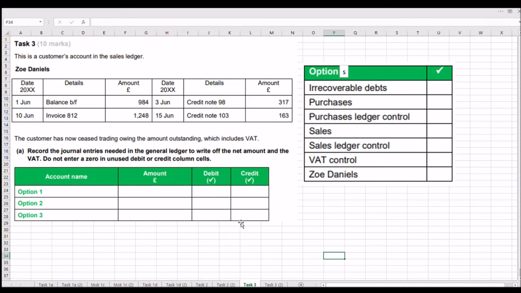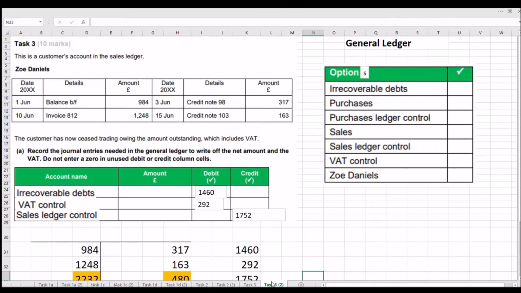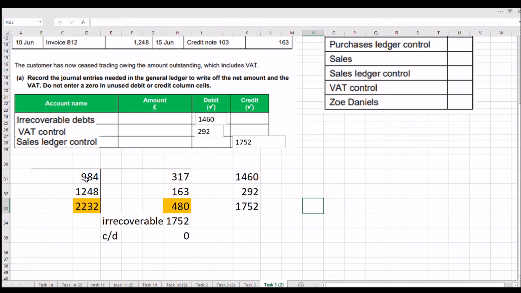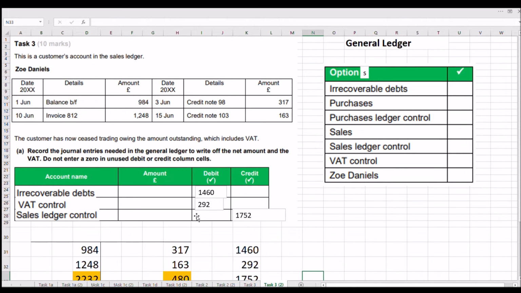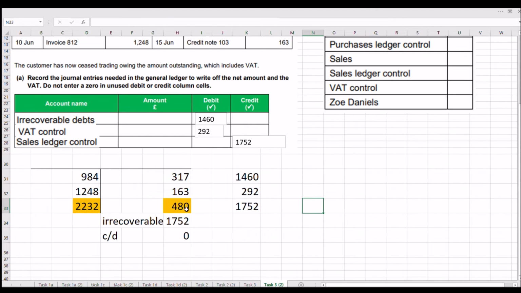Okay, so that's time. So let's now go into this question here. How would you do it? Okay, so we've got the amount here. This is the sales ledger account. The first thing you do is create the sales ledger account. These are the figures we've got so far in terms of our debits and credits, and that's the balance we would have at this point if they hadn't gone into liquidation.